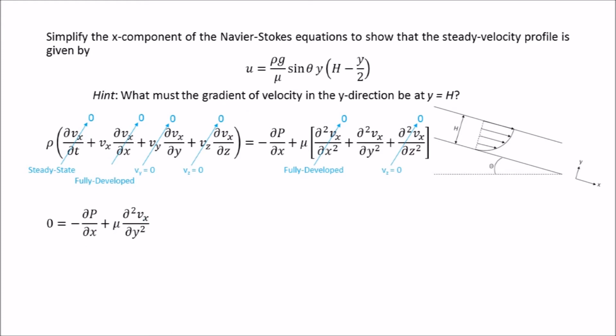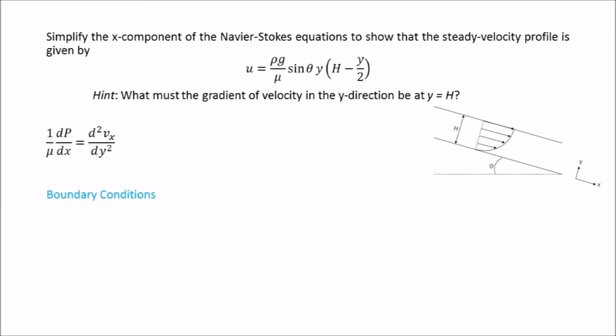So we arrive at a simplified equation with two terms, which we can rearrange before we solve. And finally, since velocity only changes in the y direction and pressure in the x direction, we can make our partial derivatives into total derivatives.